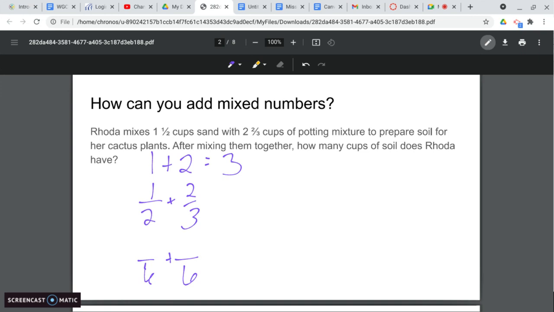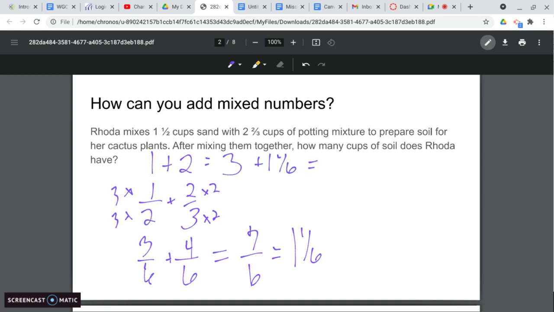So 2 times 3 is 6. So we'd take both the numerator and the denominator times 3. So we'd have 3/6 here. Here we're going to multiply by 2, so we'd have 4/6. 3/6 plus 4/6 is going to give us 7/6, or 1 1/6. So now we add that to our whole number up here. So 3 plus 1 is 4, so we have 4 1/6. So 4 1/6 is our solution.